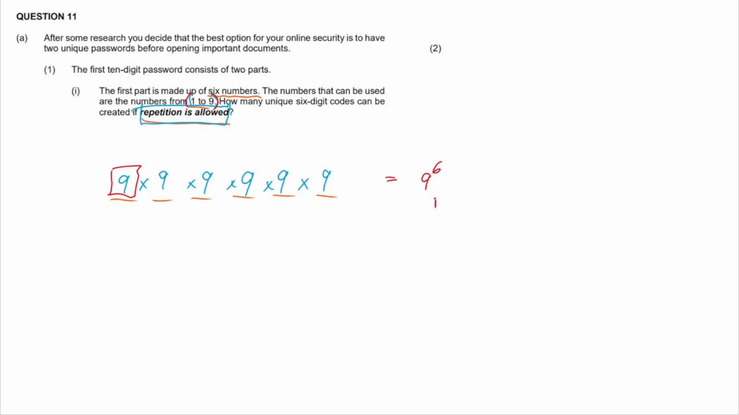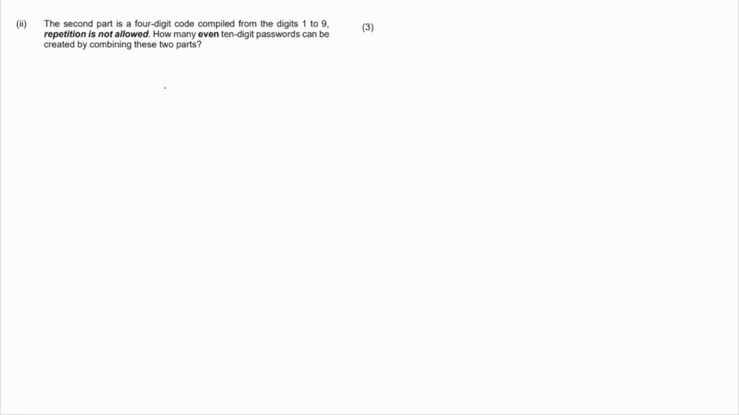You can leave your answer like this. You don't have to give it as an actual number. If you put it in your calculator, you'll get 531,441. But either one of those are fine. Now they say the second part is a 4-digit code compiled from the digits 1 to 9, so that is still 9 options for us. And repetition is not allowed here. So very important, repetition is not allowed here.